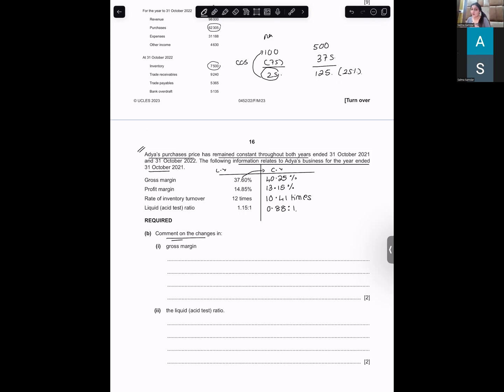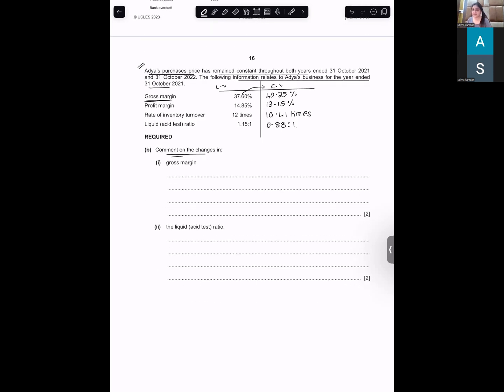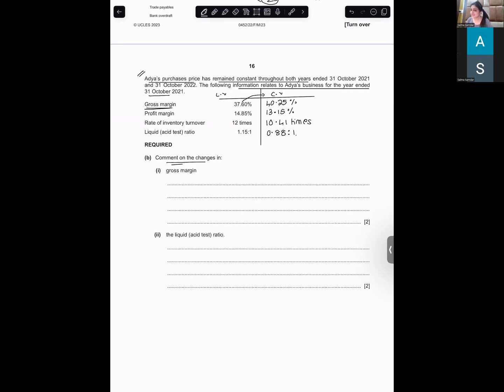This is the gross profit margin. That means it is gross profit as a percentage of sales. What do you mean by gross profit margin? It is gross profit as a percentage of your sales. Now the margin has increased.